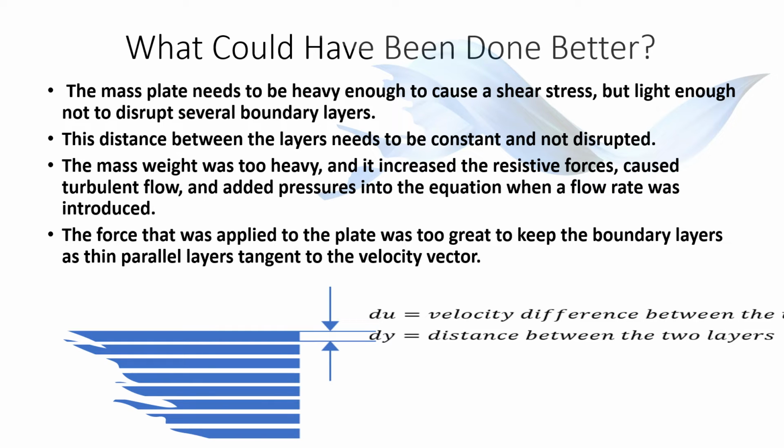Also, the force that was applied to the plate was too intense to keep the boundary layers as thin parallel layers tangent to the velocity vector. This was made apparent when the low flow rate trial had a displacement that was less than the static flow trial. Also, water could be seen leaving the system in the y direction, suggesting that an acceleration was occurring in the y direction. It also indicated that flow was not completely laminar and was resisted by many more forces than shear stress alone. Had this been done correctly, the low and high flow trials would have been smoother, and both the velocity and displacement should have been much greater than the dry and static flow trials.